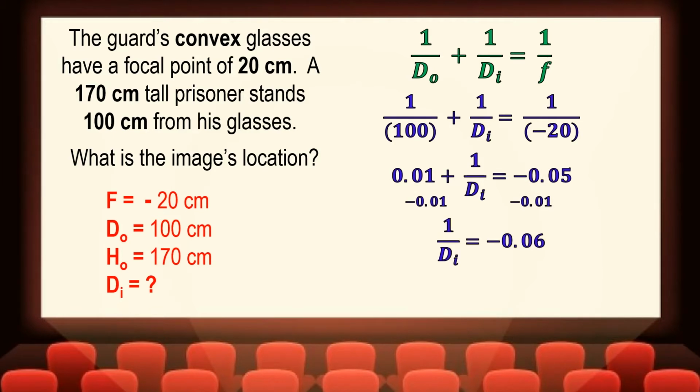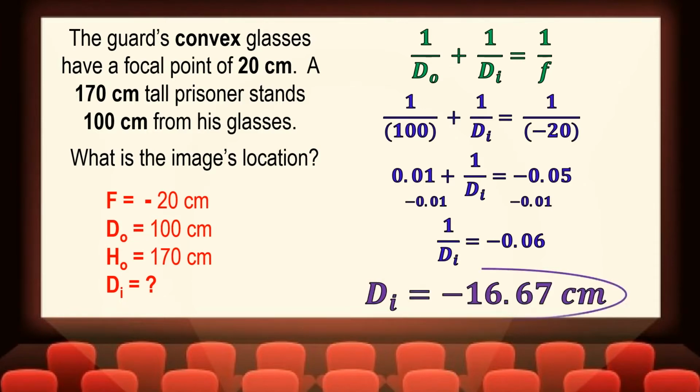This gets you 1 over di. In order to find out what di equals, you either need to use the inverse button on your calculator or divide negative 0.06 by 1. My final answer is negative 16.67 centimeters. This means I have a negative distance for my image. That means it's a virtual image, which confirms that all convex images are virtual images.